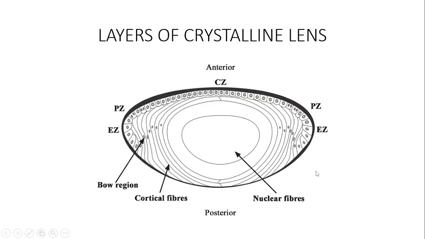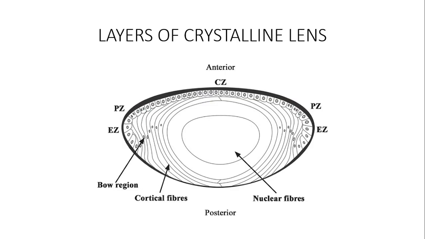As I said, the epithelial cells help in what? Biosynthesis of deoxyribonucleic acid, protein, and then lipids. They also help in generation of adenosine triphosphate to meet energetic demands of the crystalline lens.